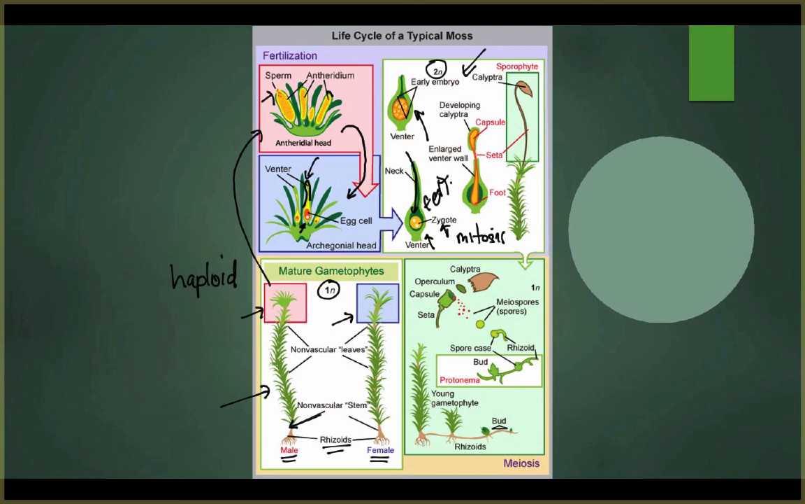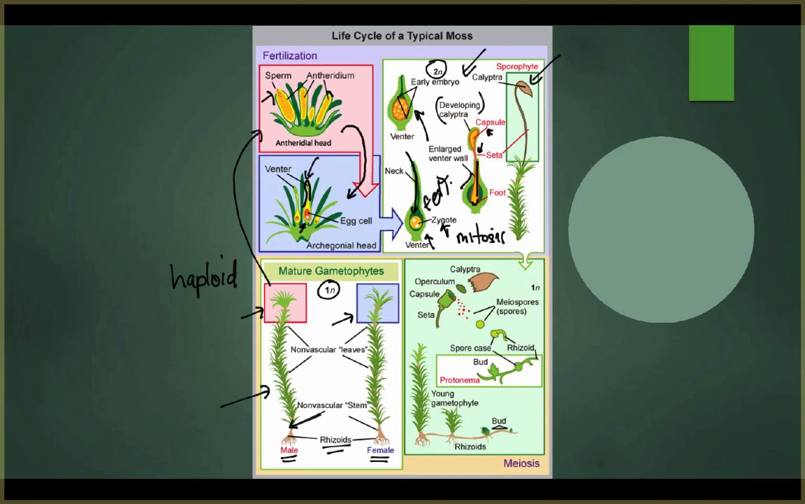Now, over time, what that's going to do is you can see that these ventral walls are starting to enlarge, and it's going to produce out of there from that. Down here's the foot, and you can see this comes up, and the seta is here, and then it's going to produce the capsule. And at the early stage, it's going to be mostly capsule, and then you'll start getting the developing calyptra. And then over time, you're going to get this whole sporophyte here.